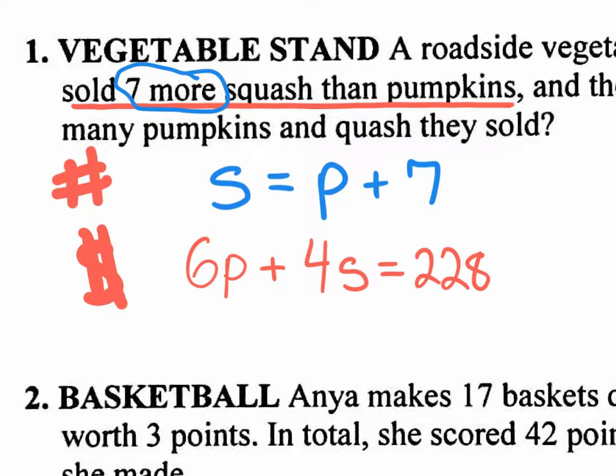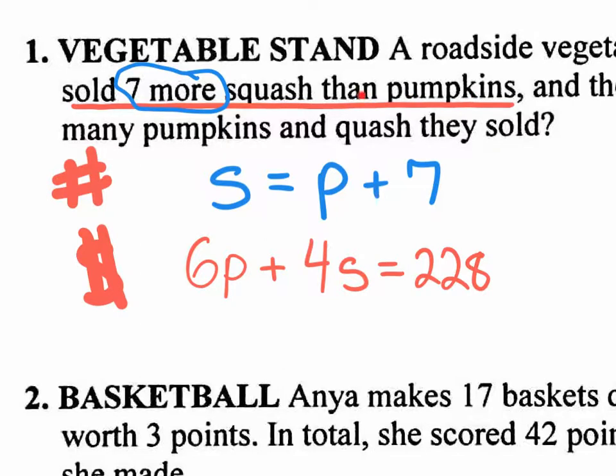Does that make sense? Okay, once again, let's think this through. It says that we sold 7 more squash than pumpkins. So if I said, hey, they sold 10 pumpkins, oh, the squash must have been 17 because 10 plus 7 is 17, right? Oh, they sold 20 pumpkins. Oh, 7 more. That must be 27 squash that sold, right? It's always going to be 7 more squash than pumpkin.